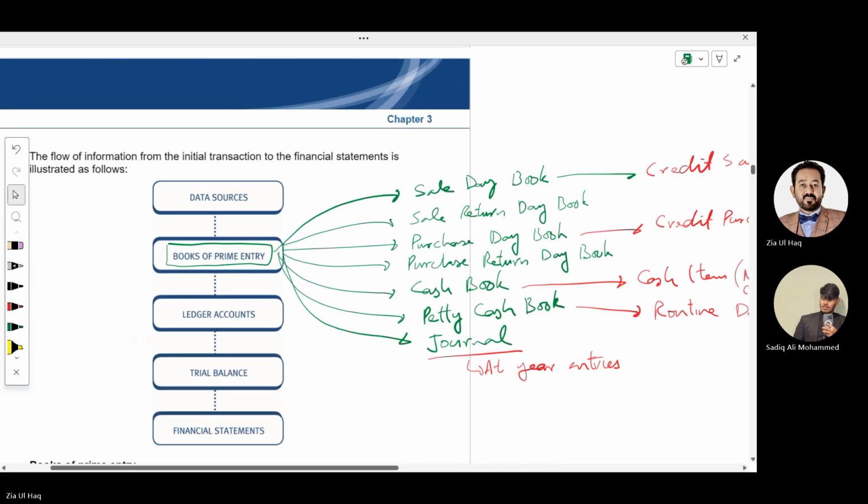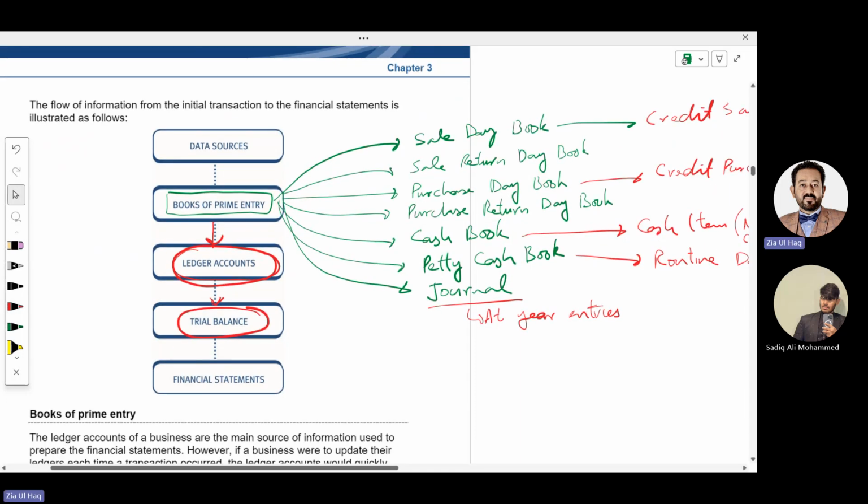From these books, accounting entries will be made, from accounting the trial balance, and then financial statements: statement of cash flow, statement of changes in equity, and notes to the accounts.